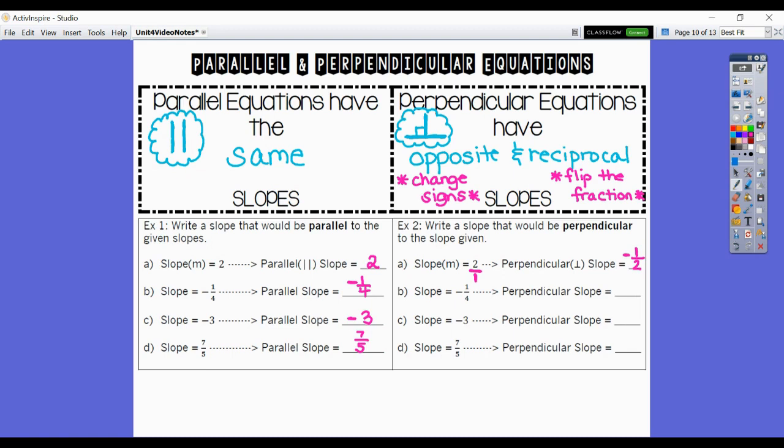If I have a slope of -1/4, to make it perpendicular, I have to change it to a positive, change sign, and flip the fraction. Instead of 1/4, it's 4/1. We can simplify that down to just a positive 4 overall as its simplified answer.